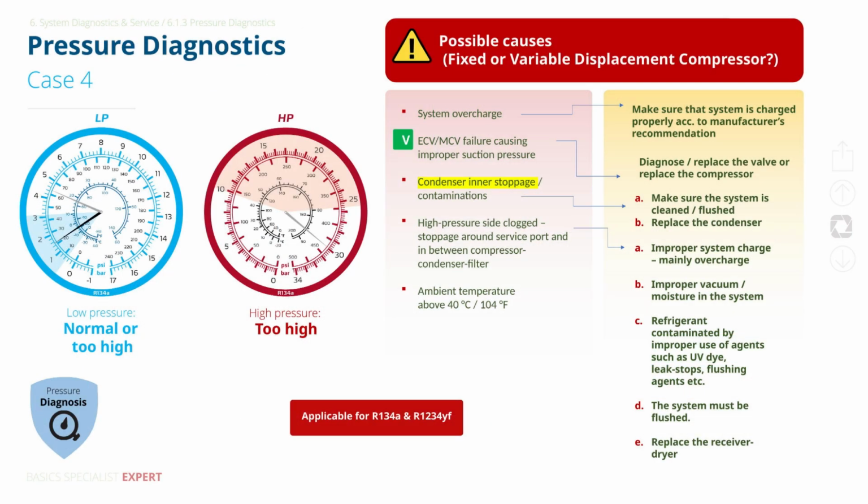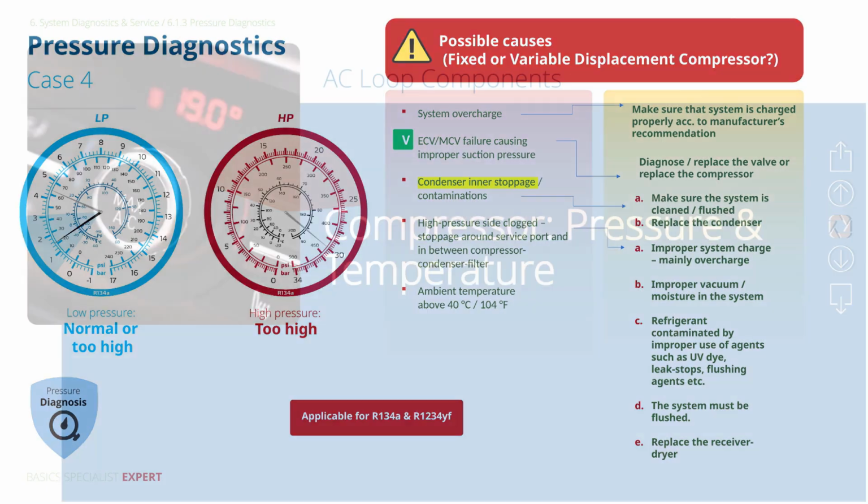Low side too high and high side too high could be an indication that the condenser is partially blocked, contaminated, or an ECV/MCV is going into failure.